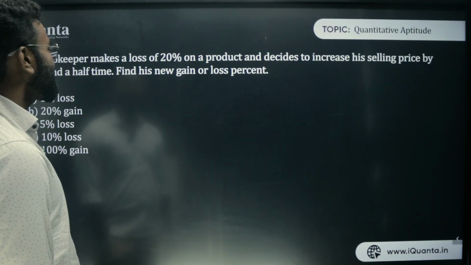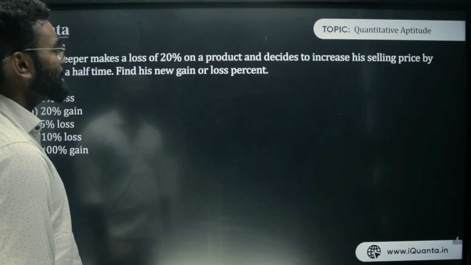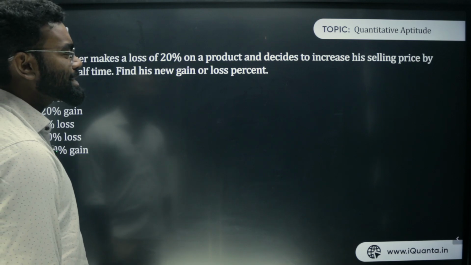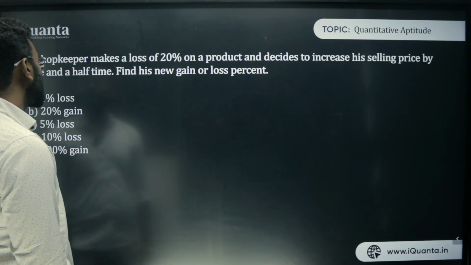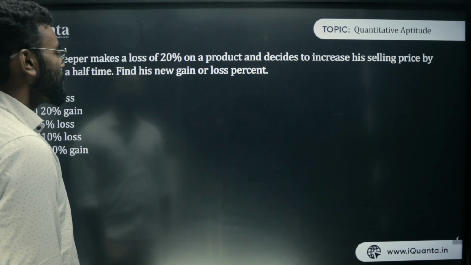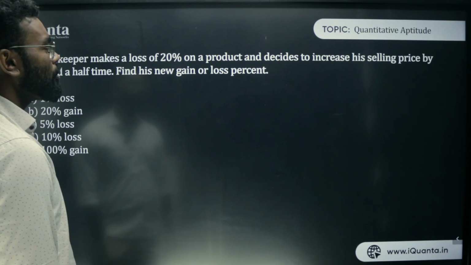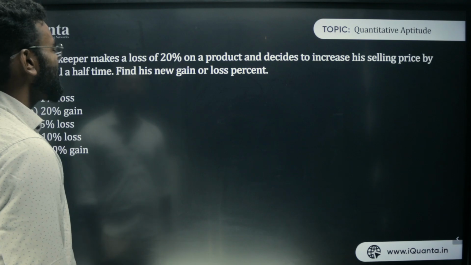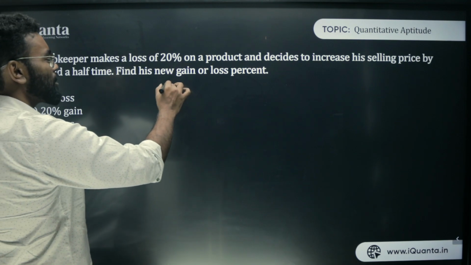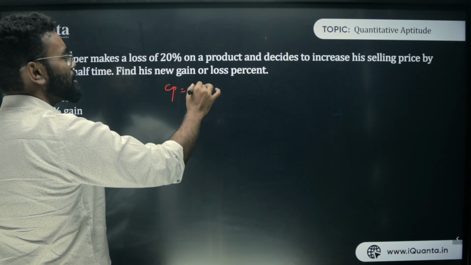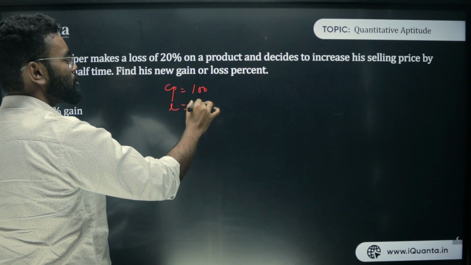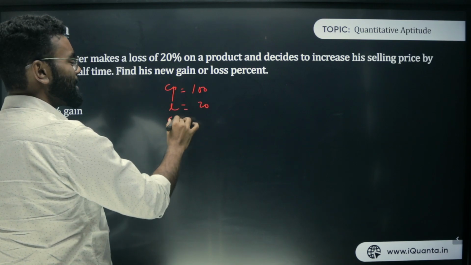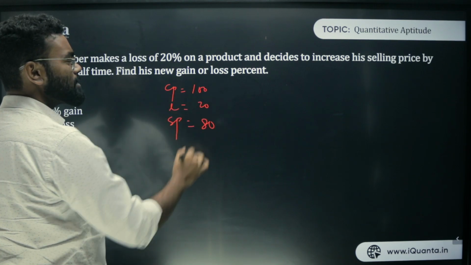A shopkeeper makes a loss of 20% on a product and decides to increase his selling price by 1.5 times. Find his new gain or loss percent. So the shopkeeper makes a loss of 20%. Let's say the cost price is 100, loss is 20. What is the selling price? That is 80, right?